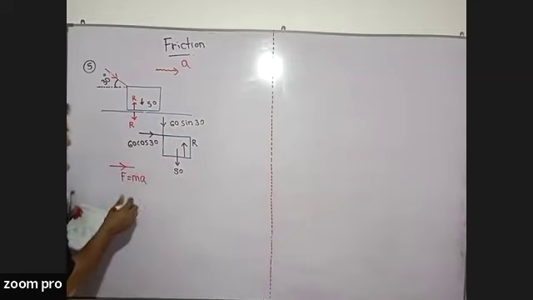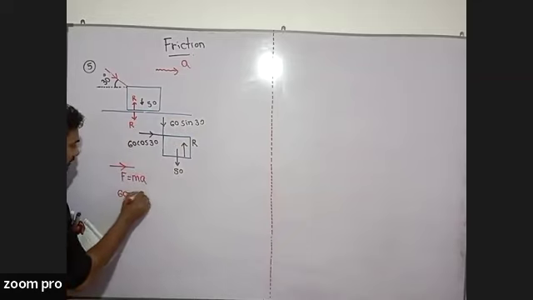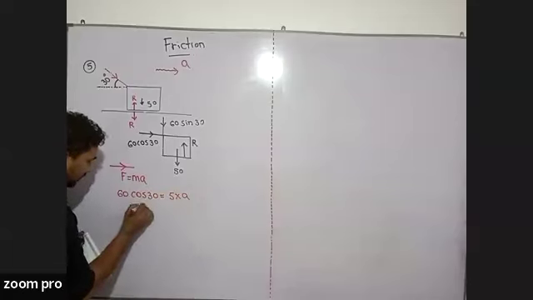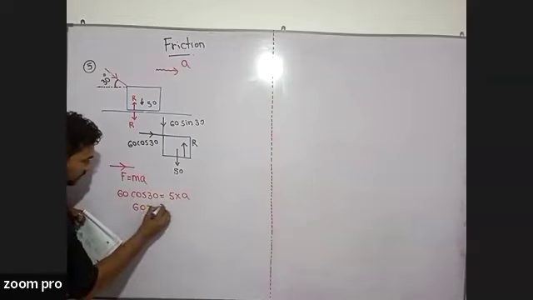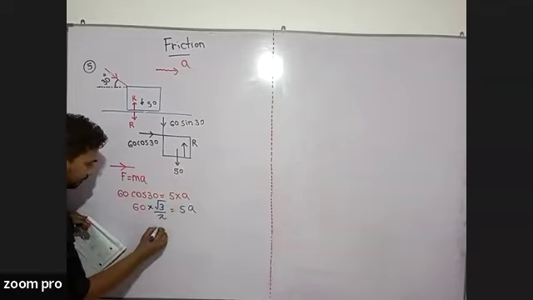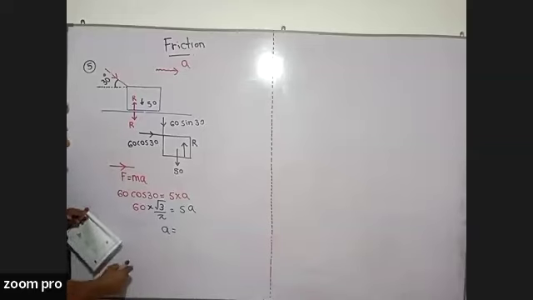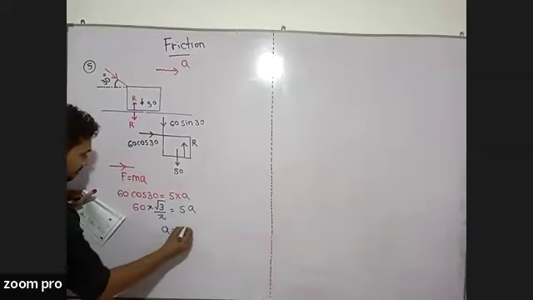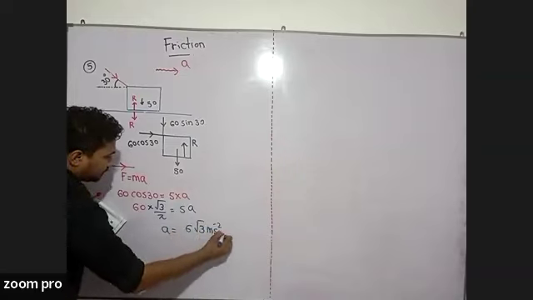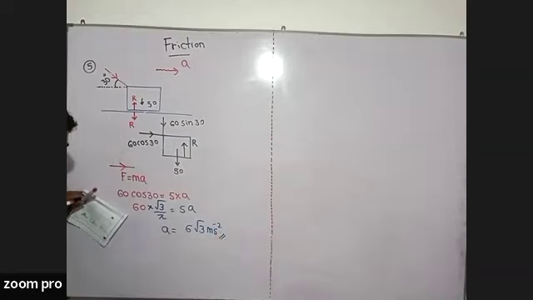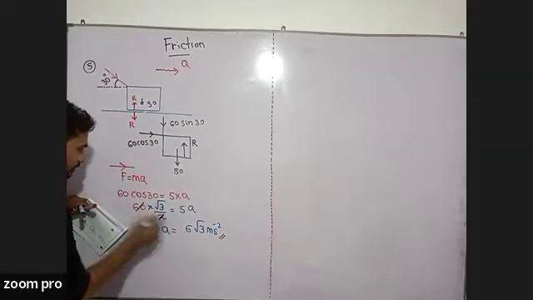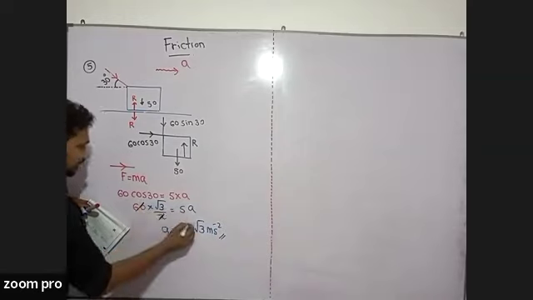Then F equals 60 cos 30 equals ma. Cos 30 means root 3 over 2, equals 5a. And a can be considered as 6 root 3 m/s². Right? So this is the acceleration. If I further simplify this, this is 30. Sorry, it should be 6.